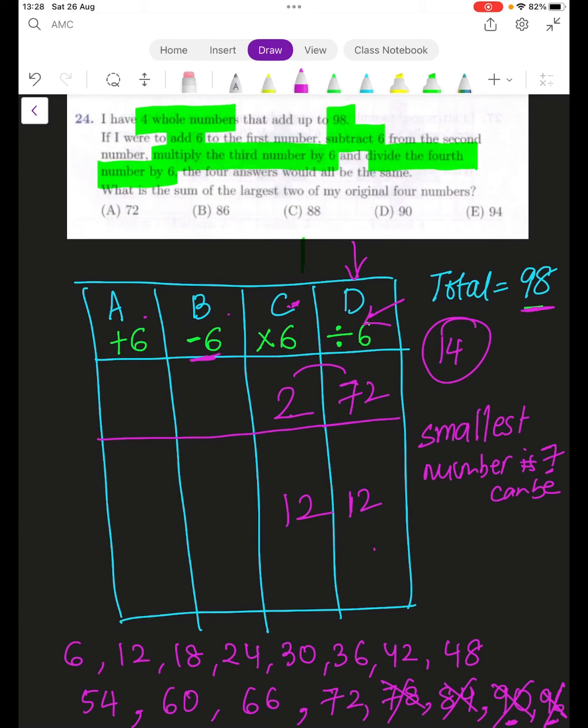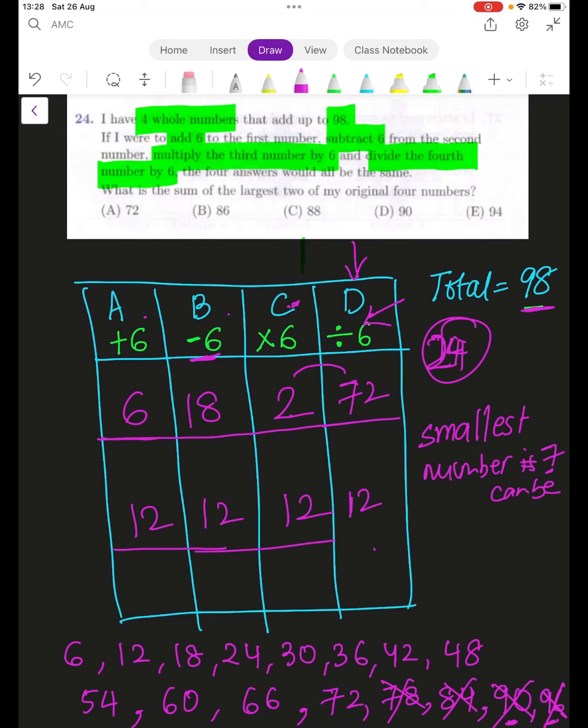Let's see, if taking away 6 will also give 12, that means I should be starting with 18. That will give me 12. And adding 6 should give me 12. That means I should start with, sorry, this is 24. 74. And if I have to make 98, that's a 24. So I should start coming back.